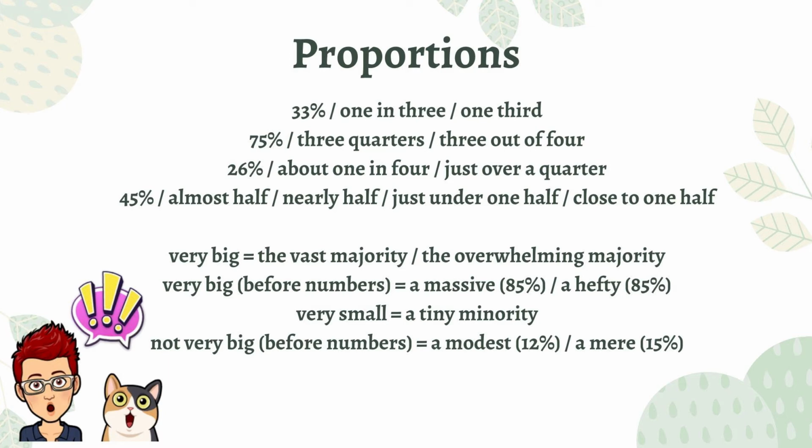Different ways to state the same thing. That's extremely important as well. And also, make sure you work with enhancing your vocabulary skills again. As I told you before, repetition of words is not good for your essay, just as much as simple language. Take a look. Very big: the vast majority, the overwhelming majority. Very big when used before numbers: you can say a massive 85% or a hefty 85%. Very small is a tiny minority.